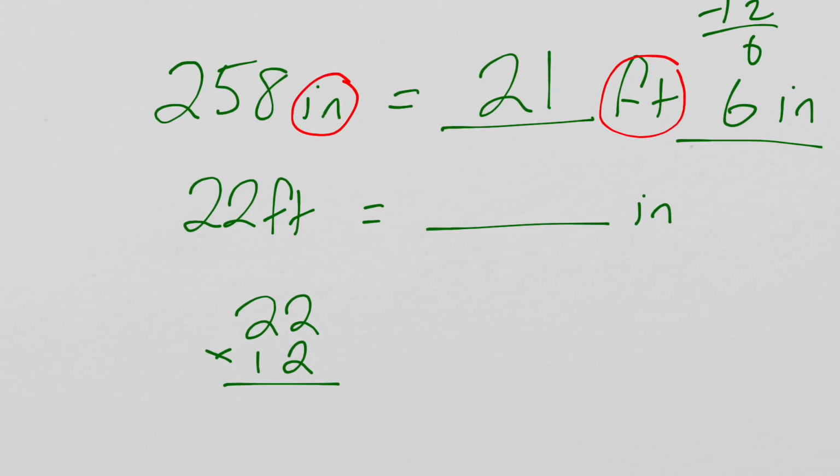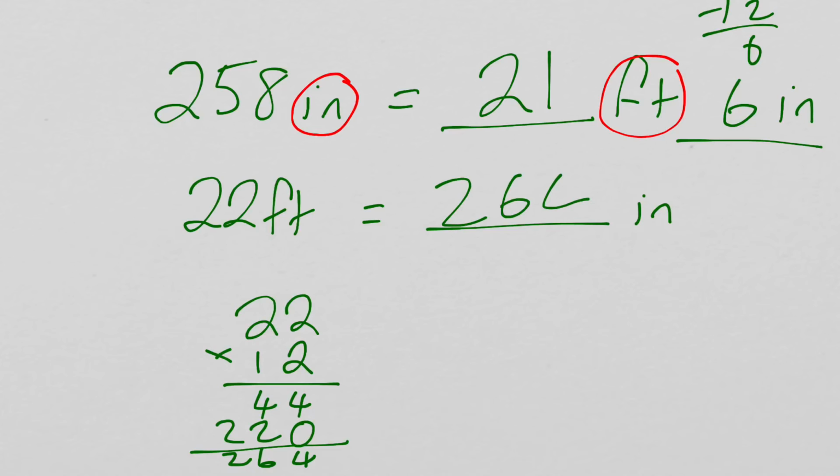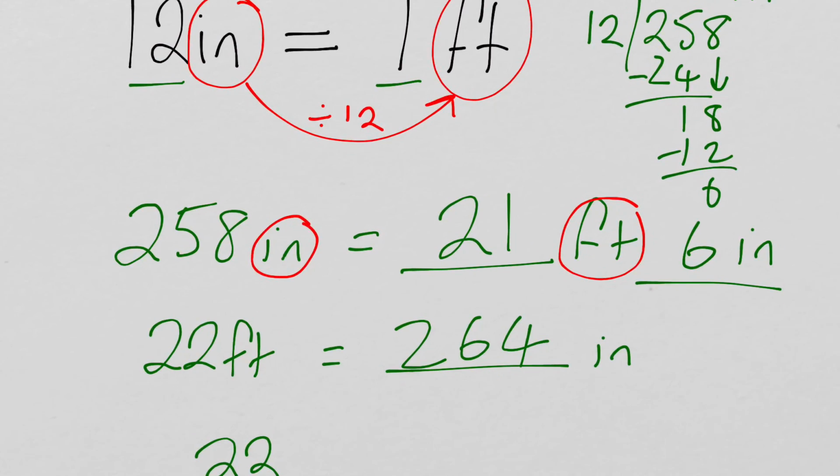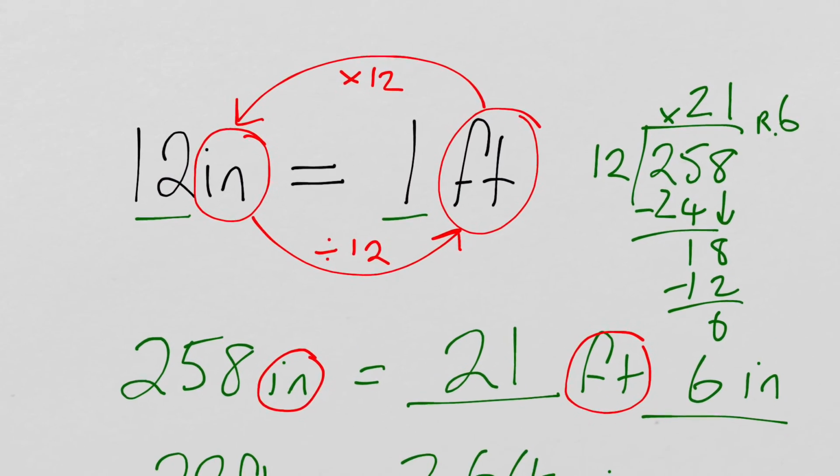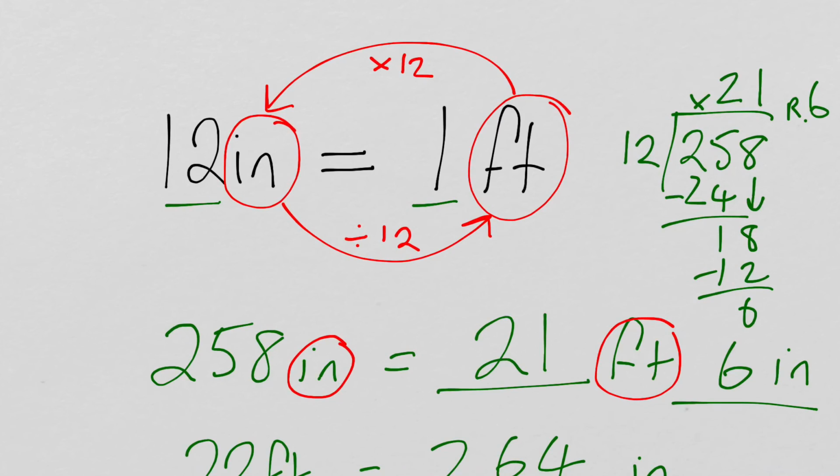Okay, multiplying by 12 is not too difficult to do because it's just 1s and 2s. 2 times 2, 4. 2 times 2, 4. Add my 0. 1 times 2, 2. 1 times 2, 2. When I put those together, I get 4, 6, 2. So 22 feet would be 264 inches. So it doesn't matter what the inches or the feet are, you just need to know what you need to do with them. You're either multiplying by 12 or you're dividing by 12.